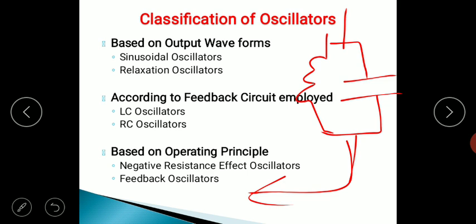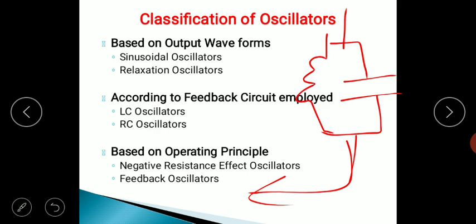As I said, there are various types of LC oscillators like Hartley oscillator, Colpitt's oscillator, crystal oscillator. Those are used for high frequency oscillations. So anybody interested in that, there are a lot of resources available. You can just have a look at those oscillators too, right? That is the second type of classification of oscillators.